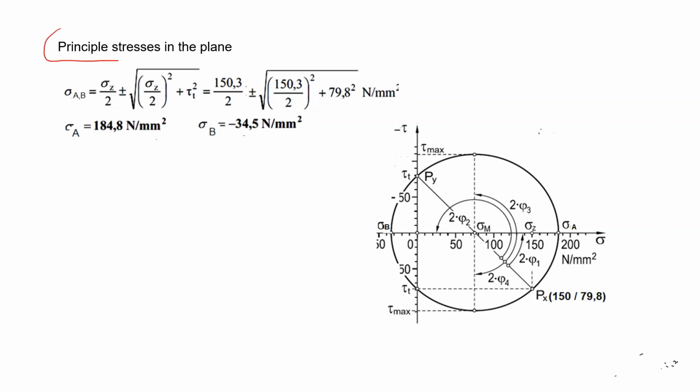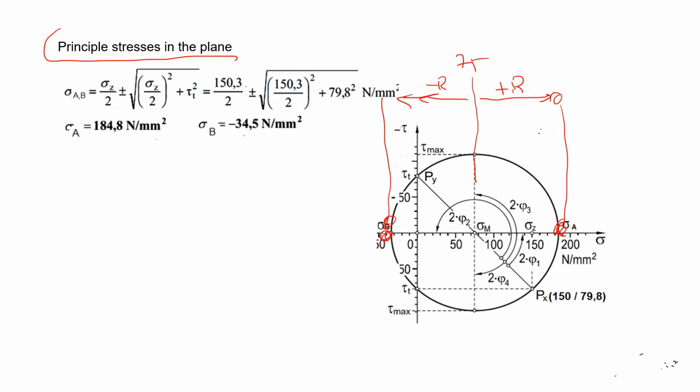Next, what about the principal stresses? So what you have to do is you have the middle, that's 75. So if you go plus R, and R is already determined, and minus R, you come to this point, plus R, you come to this point. You can determine these two values. So you see this is the center, divided by 2, that's 75, and that was already determined as the radius.